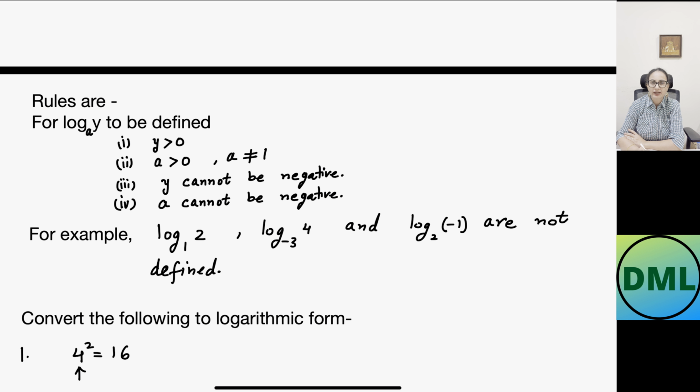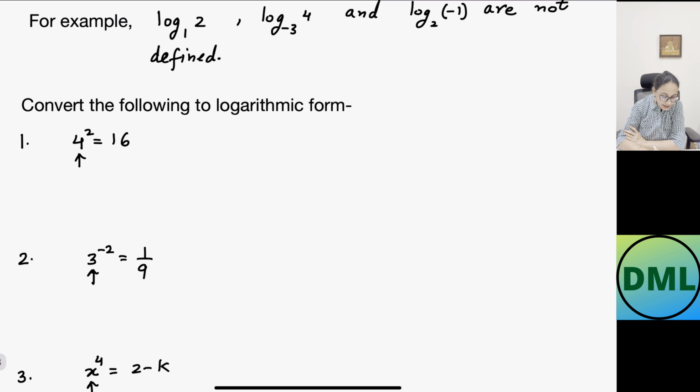Let's convert a few examples into logarithmic form. First, 4 squared is equal to 16. So this 4 is the base of the logarithm. This will be written as log with base 4 of 16, and your answer will be equal to 2. This 4 will be the base, the value is 16, and this will be your answer. Let's see the second question here.